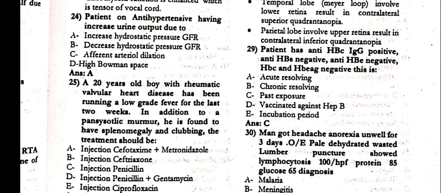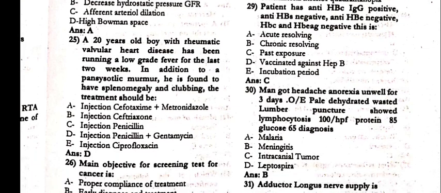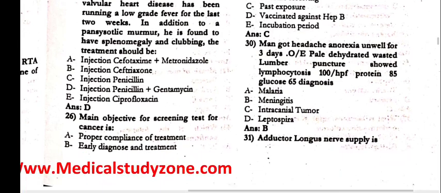25, the 20-year-old boy with rheumatic valvular heart disease has been running a low-grade fever for the last 2 weeks. In addition to a penicillin murmur, he is found to have splenomegaly and clubbing. The treatment should be injection penicillin plus gentamicin.